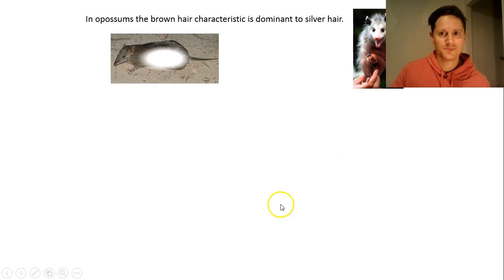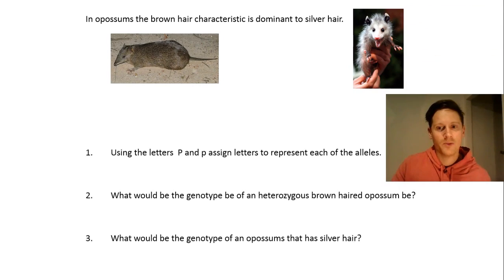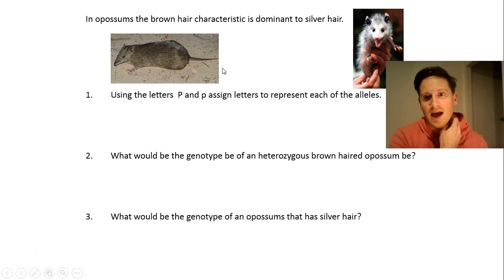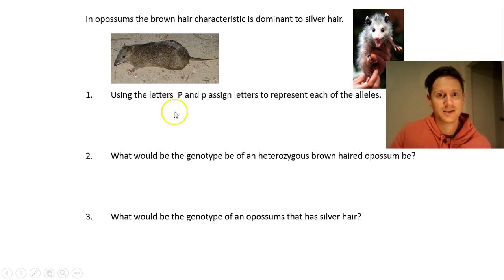One last problem. We've got opossums here, and their hair color can be brown or silver. The brown hair characteristic is dominant, and the silver hair is recessive. So we're going to use P, big P, little p, to assign alleles. Brown hair is dominant, that will be big P. Silver hair is recessive, that will be little p.